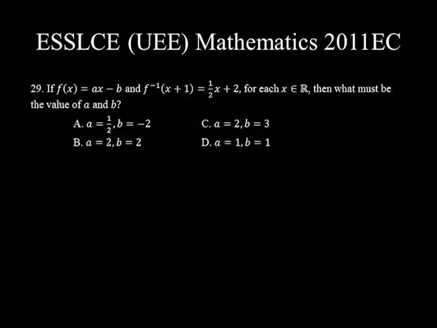Question number 29. If f of x is equal to ax minus b and f inverse of x plus 1 is equal to 1 over 2x plus 2 for each x element of the real numbers, then what must be the value of a and b?